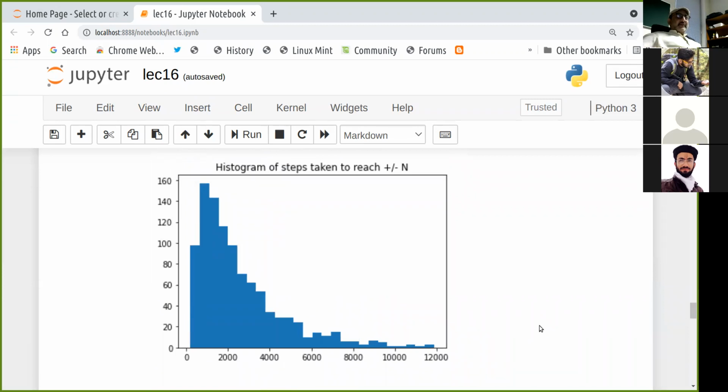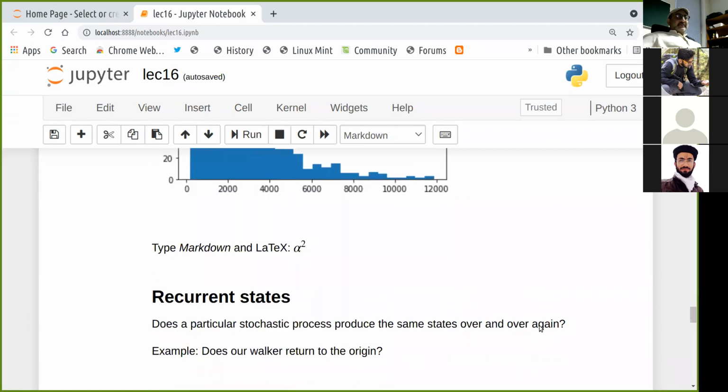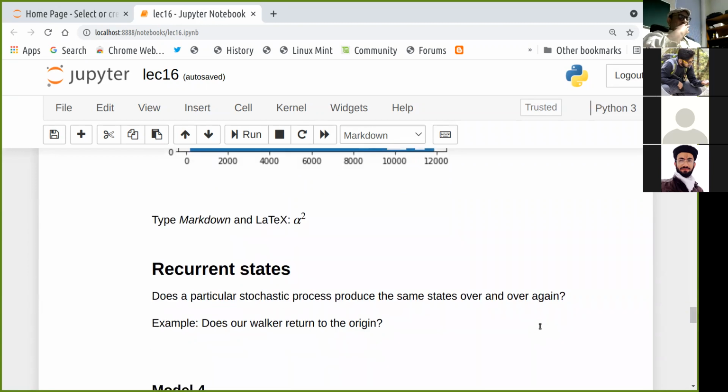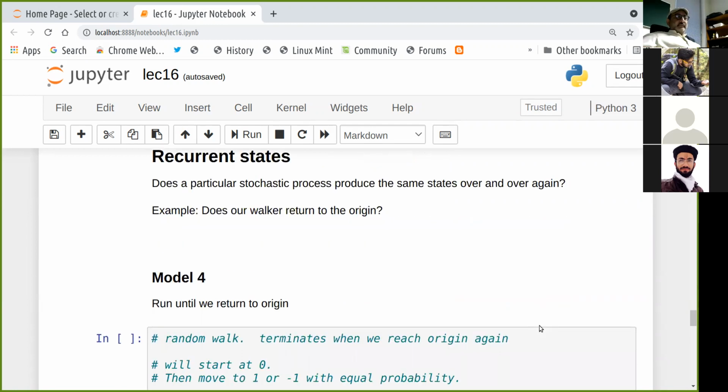And as I said, another thing that's of interest is the recurrence state. Do the same states happen over and over again? One thing we might want to check is, if I start from 0, how many times does our random walker pass through the origin? So now we'll have another model. We'll start from 0, and then the walk ends when we hit 0 again.